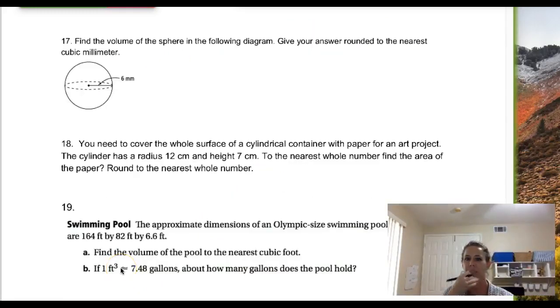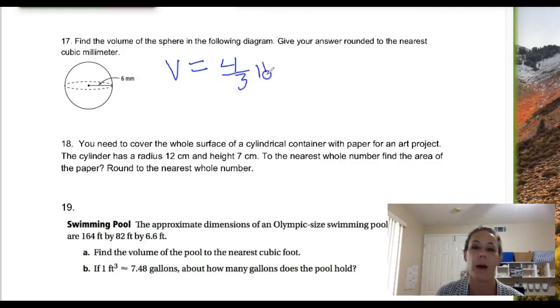All right, number 17, find the volume of the sphere in the following diagram. Give your answer rounded to the nearest cubic millimeter. All right, volume now. We got to know the formula for volume, not surface area, but volume. Volume of a sphere is 4/3 pi r cubed. Make sure you know the formula for volume of a sphere. We have the radius here. It's just a plug and chug. This is a super easy problem.